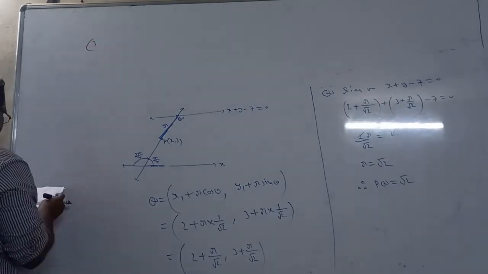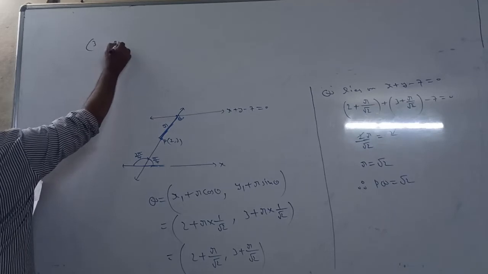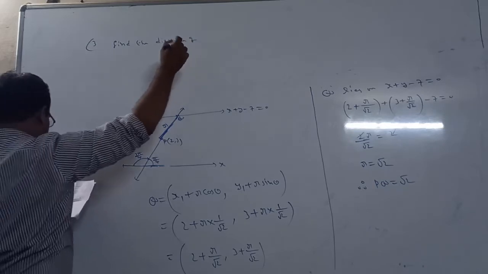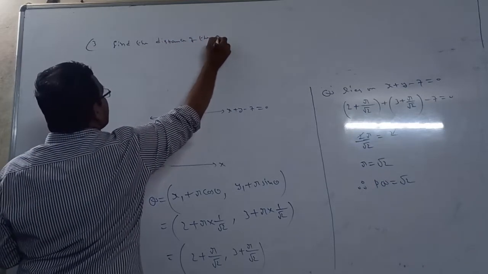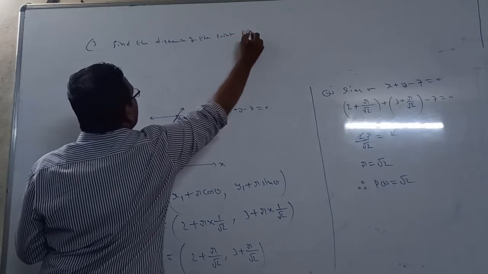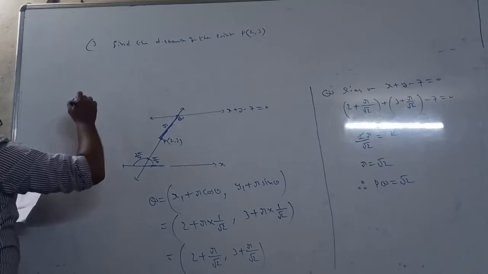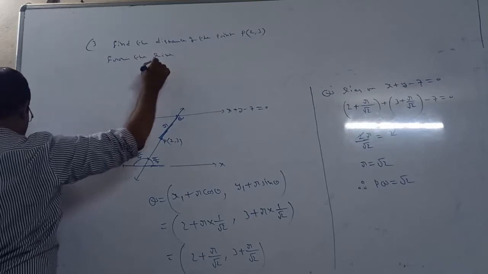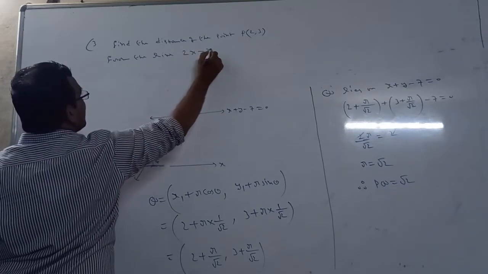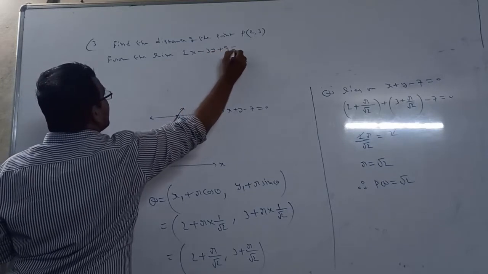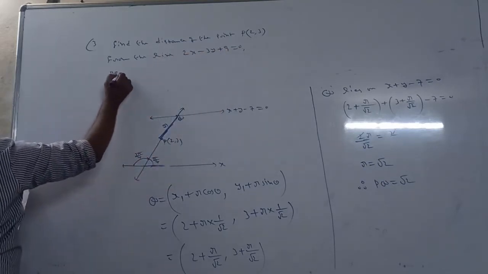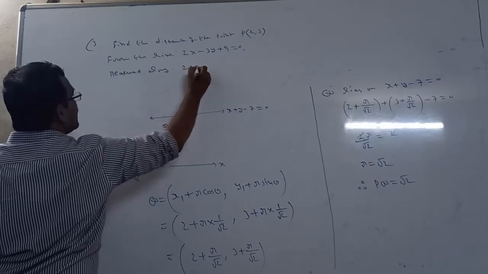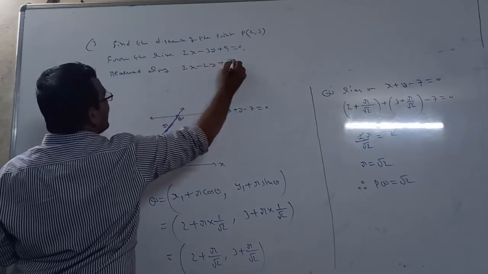So next, find the distance of the point P(2, 3) from the line 2x minus 3y plus 9 equal to 0, measured along 2x minus 2y plus 5 equal to 0.